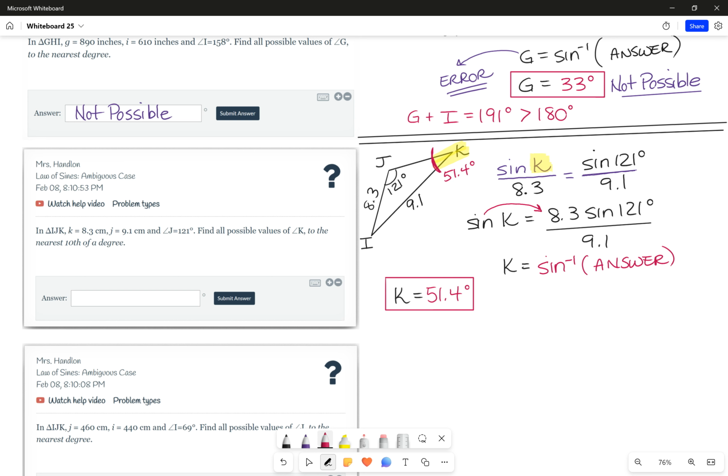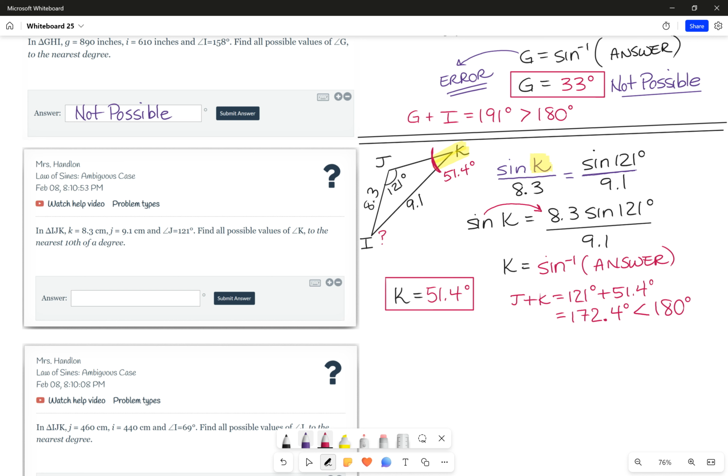So is this a possible answer? Okay, so let's see. If we know that J is 121 degrees and K is 51.4 degrees, are we able to still find angle I if we needed to? Well, let's figure it out. So J, the one that's given to us, plus the K, the one we just found, is 121 degrees plus 51.4 degrees. Okay, now when I add those two together, I get 172.4 degrees. And that is definitely less than 180 degrees. So that means if I needed to go find I, we still have some degrees left over to find I. So you would do 180 minus 172.4 to figure out I.